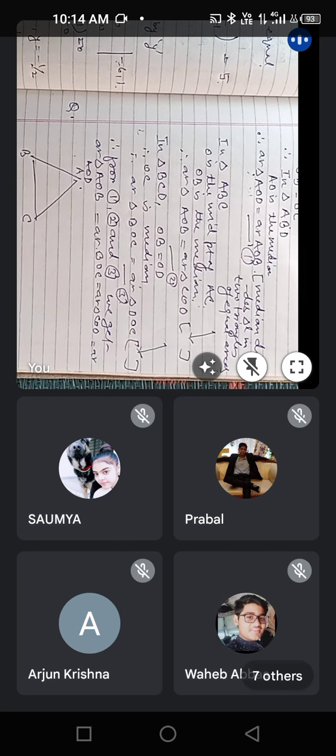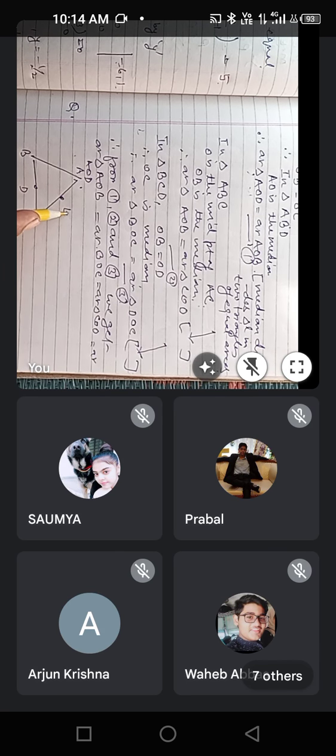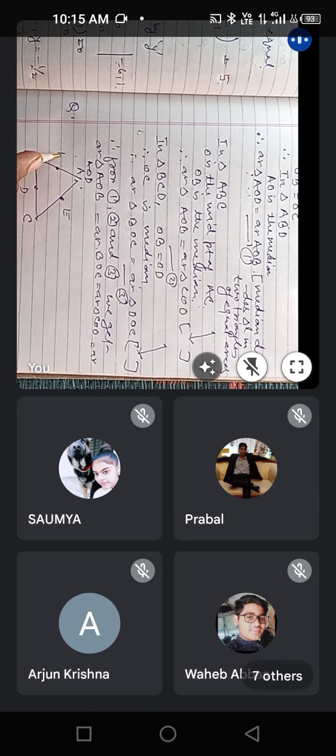This is the triangle ABC. You can see this triangle. Then it says D, E, F are respectively the midpoints of BC, CA and AB. The BC midpoint is D, and CA midpoint is E, and AB midpoint is F.